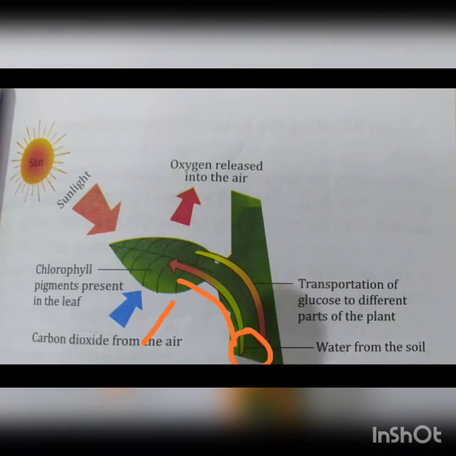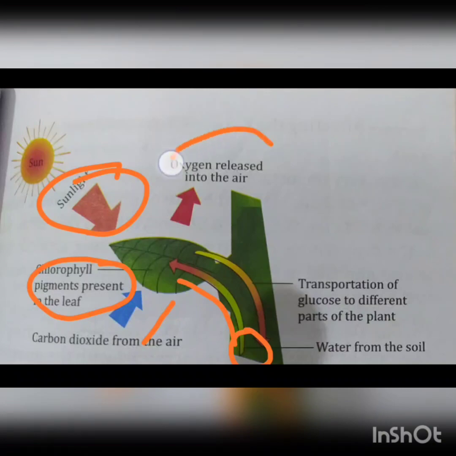When all the substances required for photosynthesis are present in the leaf, a chemical reaction takes place in the presence of sunlight. The energy from sunlight is trapped by the chlorophyll pigments present in the leaf and used to combine carbon dioxide with water to form glucose. In the whole process, the oxygen is released as a byproduct. The glucose formed by the process of photosynthesis is stored in the leaves as starch and used by plants as food.